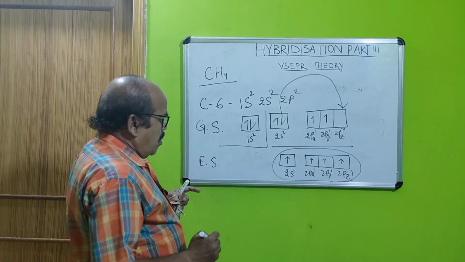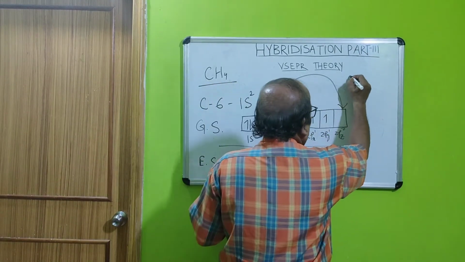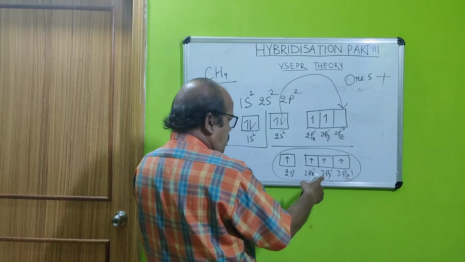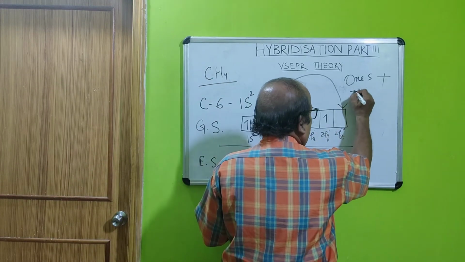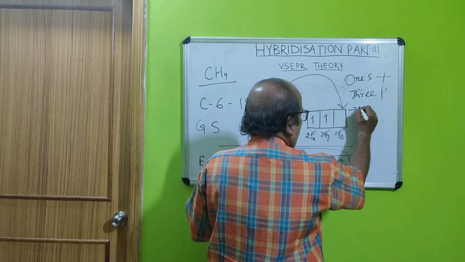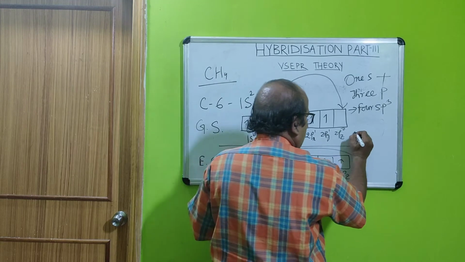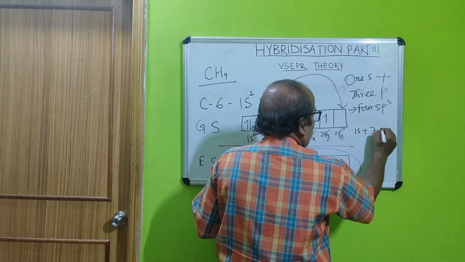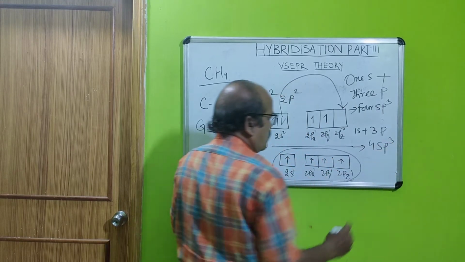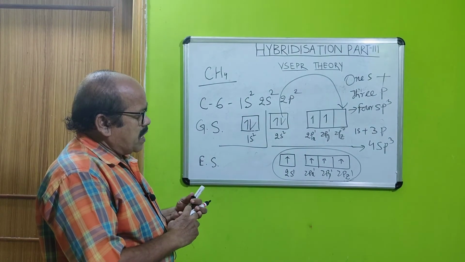Now, how many orbitals from s orbital? Only one. So I shall write 1s plus, how many orbitals from p? 3p. It will give rise to 4 sp3, or we can write 1s plus 3p will give rise to 4 sp3. This means it forms hybridization sp3.